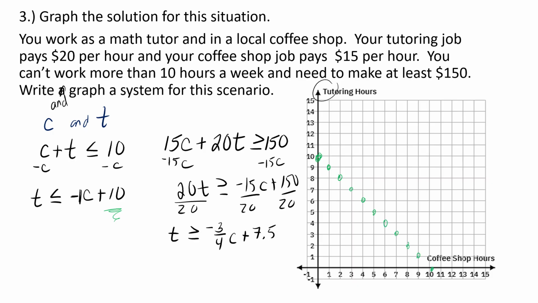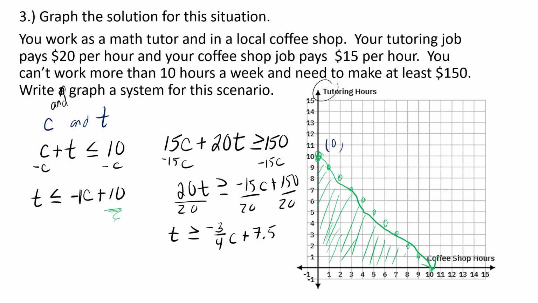Okay, and this is the line that represents how many hours per week, and that has to be less than or equal to 10. And so this is a less than, so we're going to be shading under the line. Okay, so this represents the amount of hours you can work. So let's interpret this: you could work 10 hours at tutoring and no hours at the coffee shop. So we take a moment and interpret this.